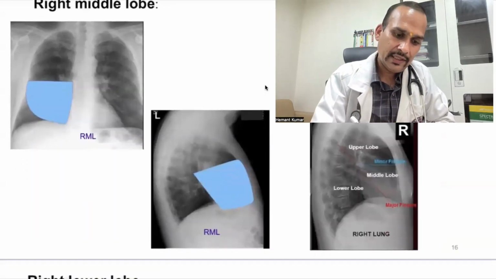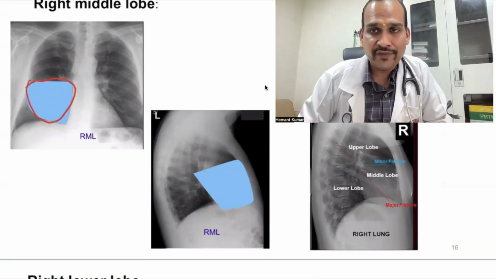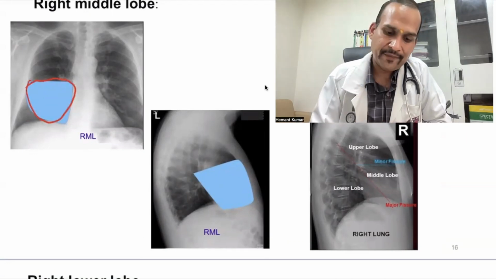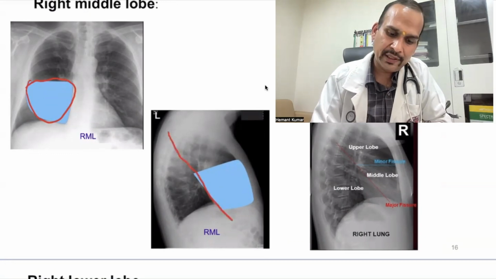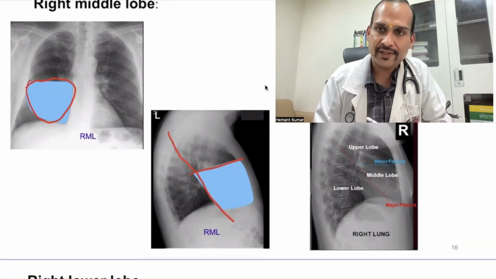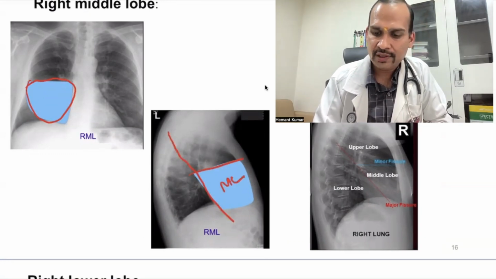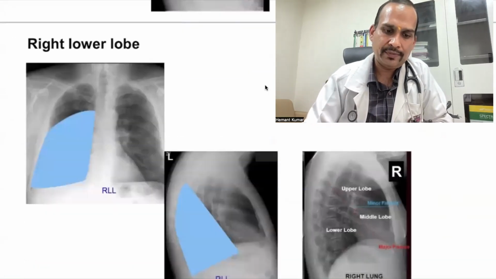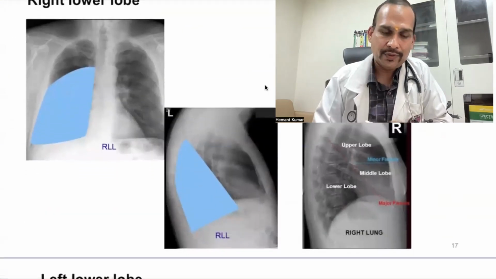Then an opacity in the lower side. In a 2D structure, we cannot say whether it is the lower lobe or middle lobe. So we have to get a lateral X-ray. In the lateral X-ray, this is the middle lobe, this is the minor fissure. See, this is the middle lobe. So minor fissure and major fissure: the area between minor and major is the middle lobe. This is the middle lobe.